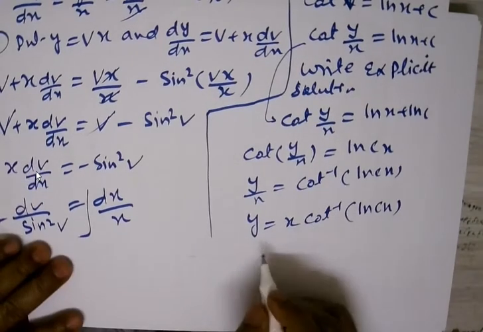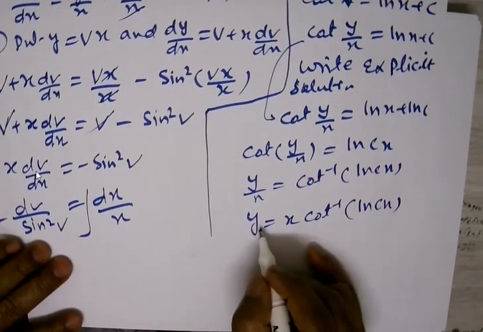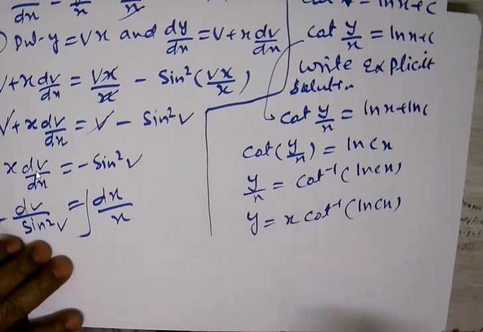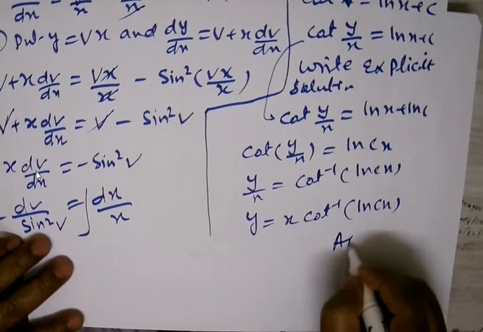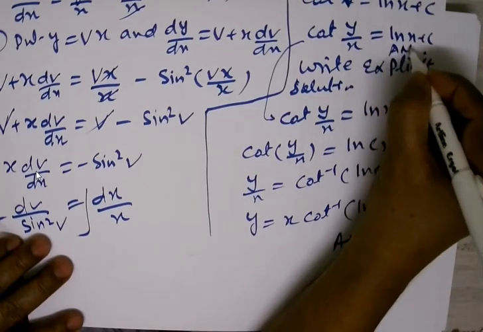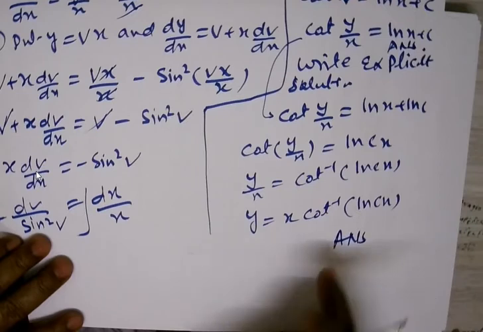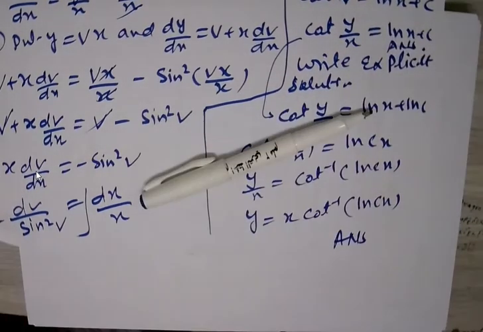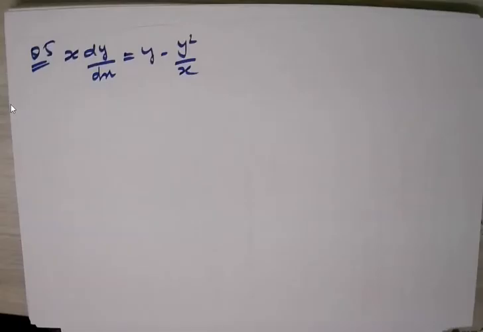Explicit solution means you have to write y only, the value of y. No y square, no y power 3, no square root of y, like that. Then that is called an explicit solution. So you can write it like that. This one is also an answer, and this one is also an answer. But this one is called the explicit solution, and this one is called the implicit solution. Hopefully you understand this, my dears. Next question.